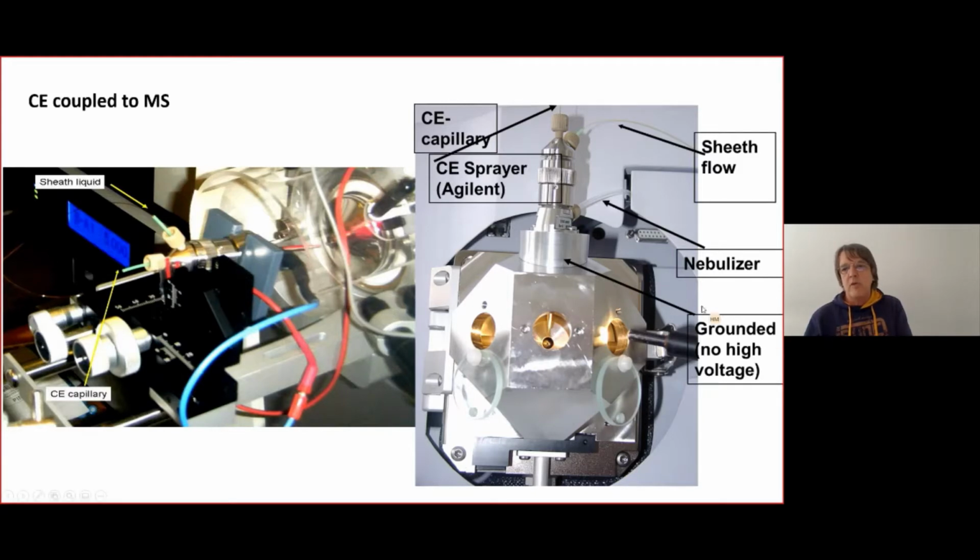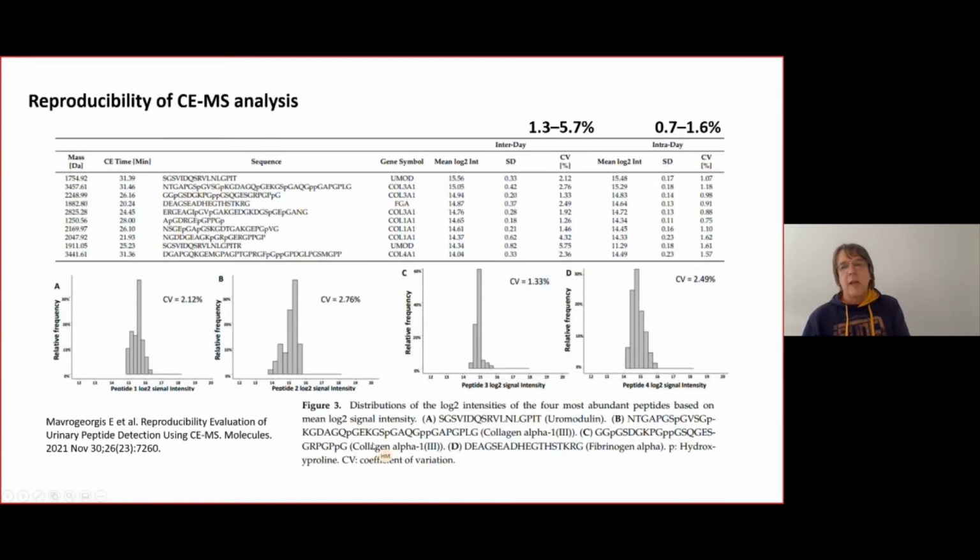Or here on the Bruker instrument that we routinely use, we have the same thing, the CE capillary here. Here comes the sheath flow. We have nebulizer gas if necessary, but we typically don't use it. And here, actually, the CE capillary or the interface is grounded, which makes life even easier. And this really enables quite stable interfacing. One advantage of CE in comparison to LC is really the reproducibility and stability.